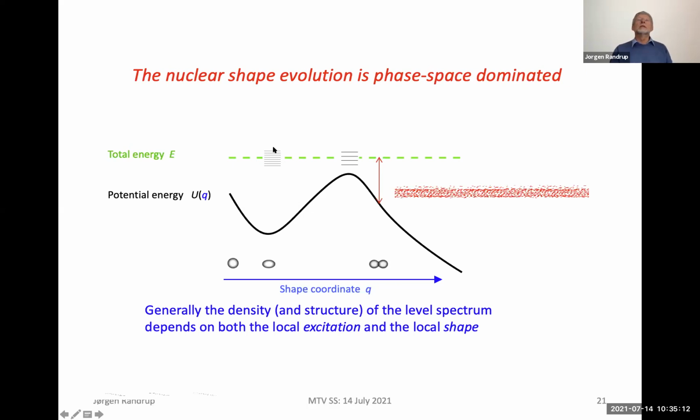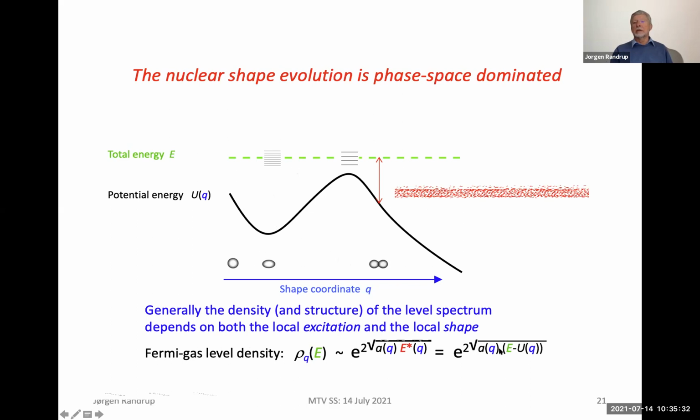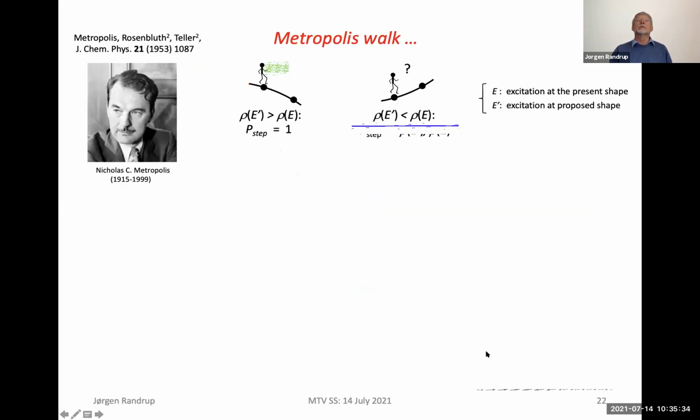So the level density depends not only on the excitation energy, it also depends on the shape, because you know you have these structures in the level spectrum with gaps and so on. So the shape and the excitation both matter. If you use the simple Fermi gas level density, then it doesn't care about the shape, and we will see the importance of that.